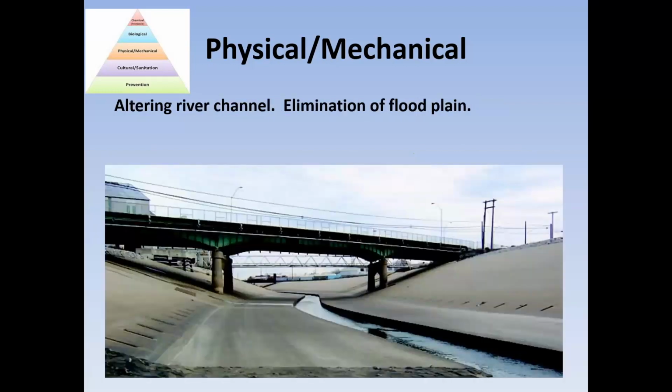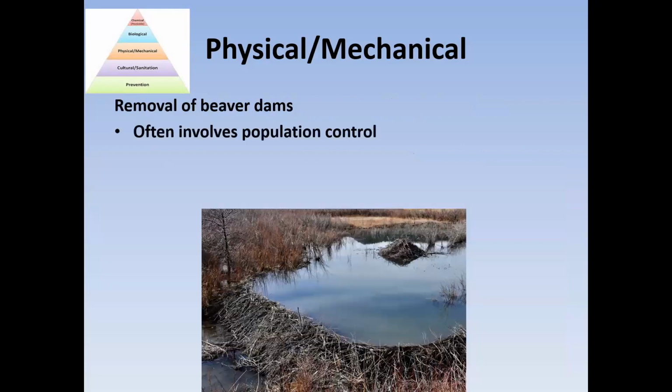It could be altering a river channel. So now instead of a floodplain where you may have pools of water accumulating, you have just a center channel, probably the LA River, and mosquitoes don't like flowing water. So if you can keep the water flowing, then all the better. There's also removal of beaver dams, which often involves population control, but this part may be tricky. You may have to get permits, but the public health needs may trump the needs of the beaver.